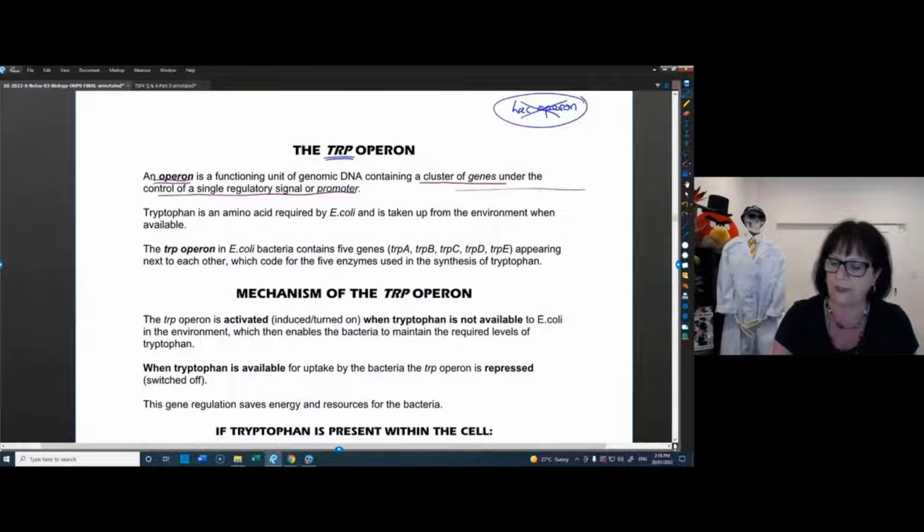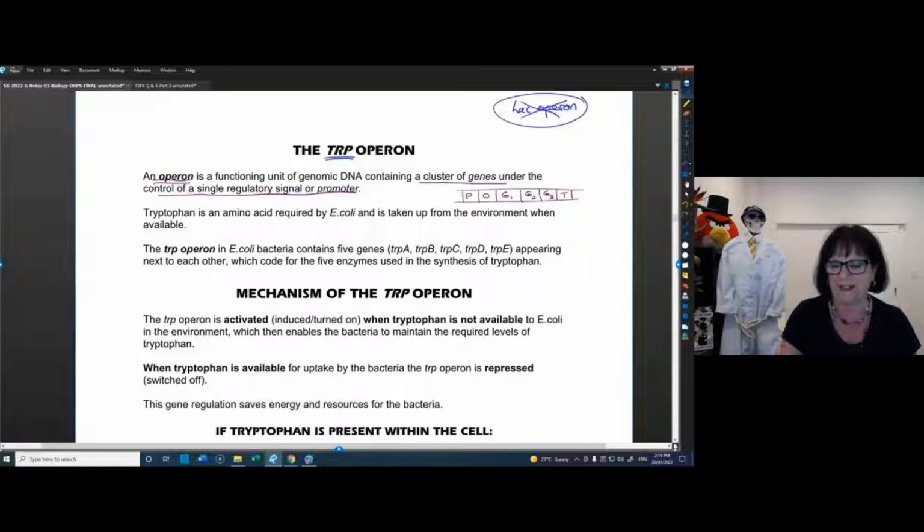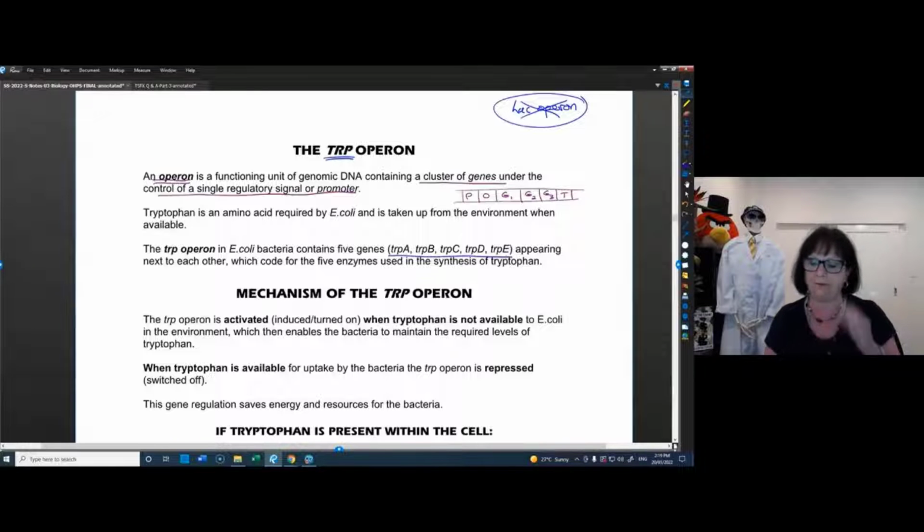So if you like, in our picture, there's the promoter region, there's the operator region. We've got a series of genes under that same operator region. This is an operon. So it's not just a single gene, it's a cluster of genes. Now, the cluster of genes they were looking at in the TRP operon, there's actually 5 of them. There are 5 genes in sequence, and they are all controlled by the single promoter and the single operator region.